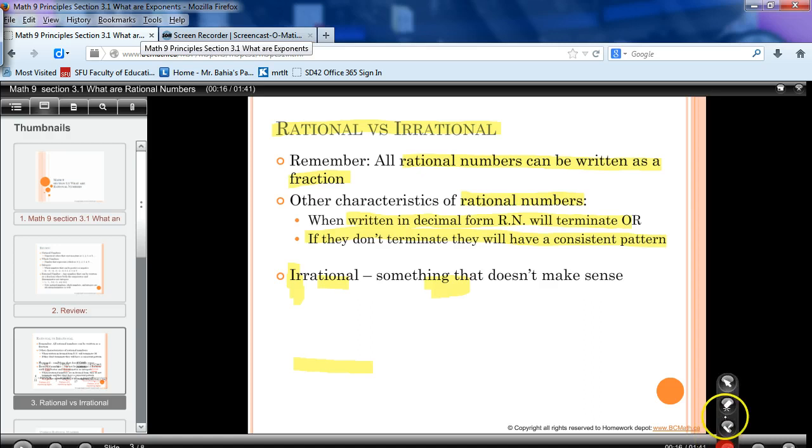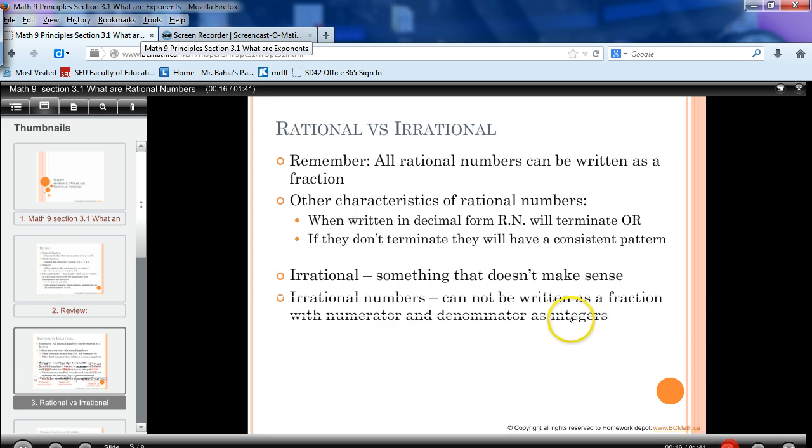Now, the word irrational, the opposite of rational, means it doesn't make sense. And in math, I guess it's kind of the same sort of deal. An irrational number cannot be written as a fraction at all. You cannot write it as a fraction, so that's important. Irrational numbers cannot be written as a fraction.